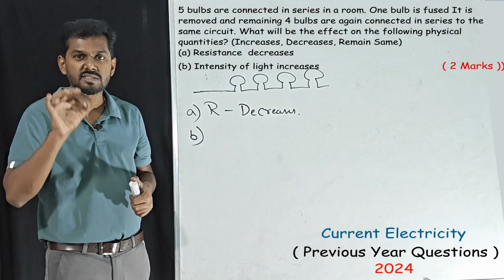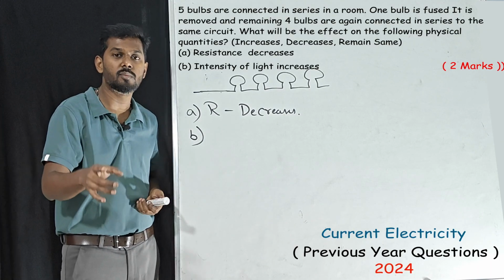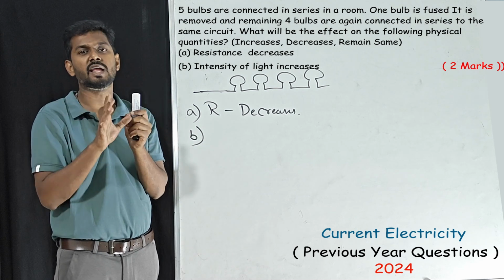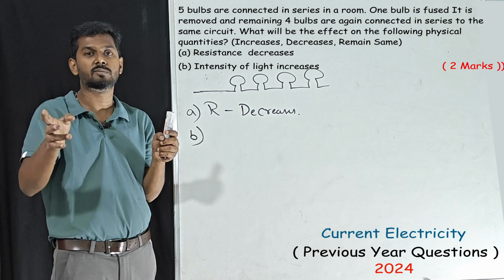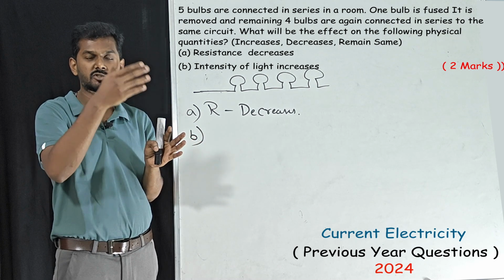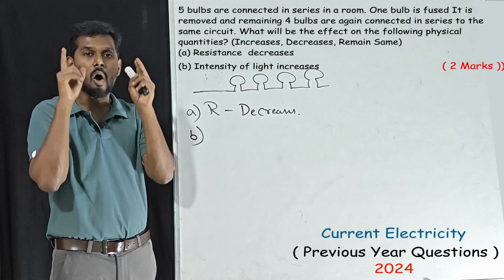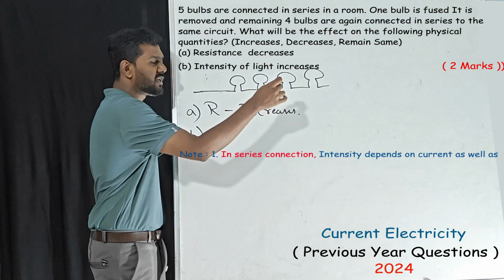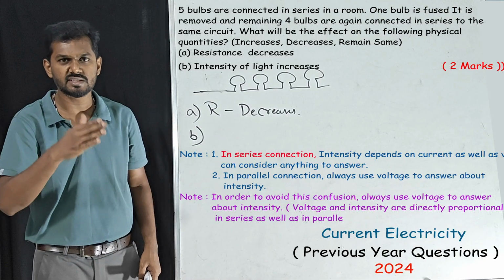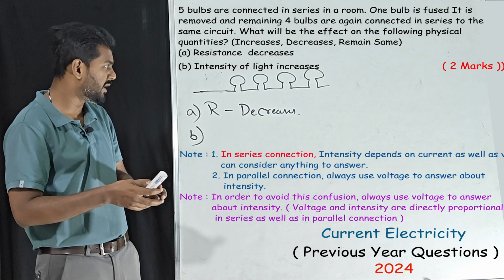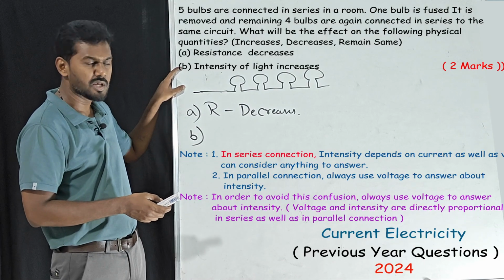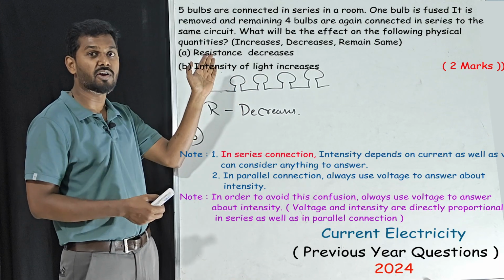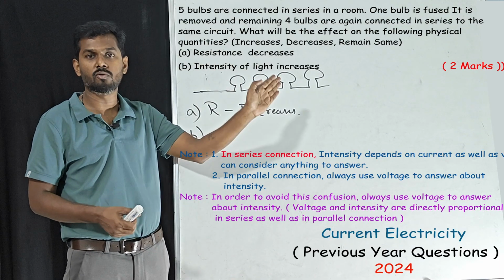When it comes to intensity or brightness of the bulb, always think about voltage, because voltage will give you an instant answer. For current, we have to calculate something. Now we know in series connection, voltage divides. That means if I give 500 volts to 5 different bulbs connected in series, it will get divided into 100 volts, 100 volts, 100 volts, 100 volts.